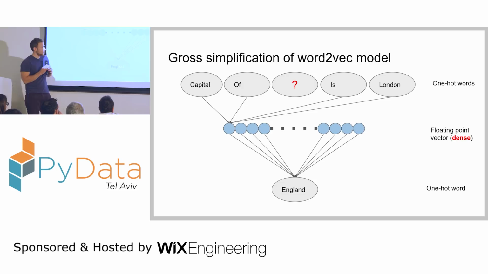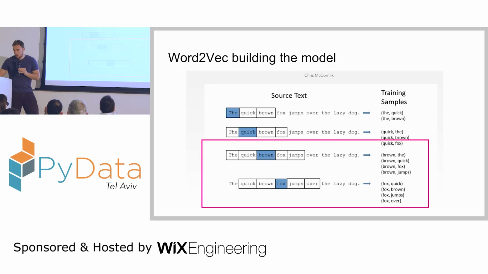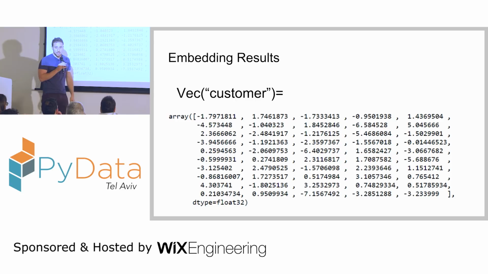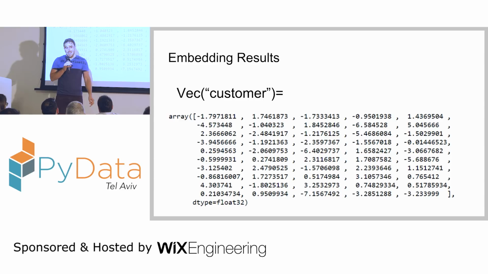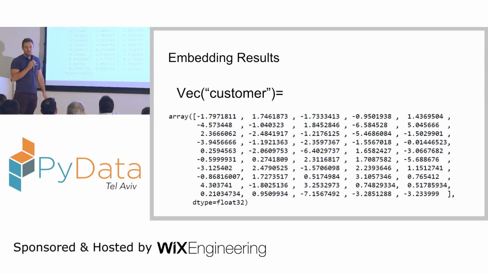This is actually more accurate. And this is the result. Wonderful, right? I got a lot of random numbers here. So unlike bag of words or one hot encoding, the vector itself doesn't mean much. So it's like 50 random numbers.